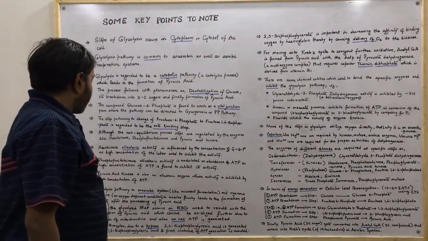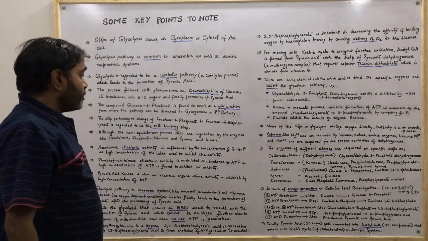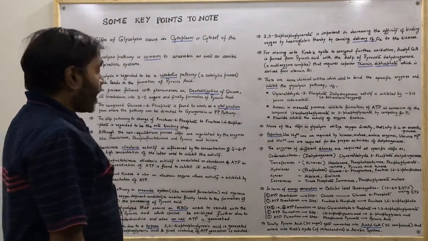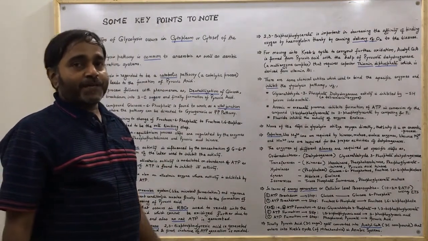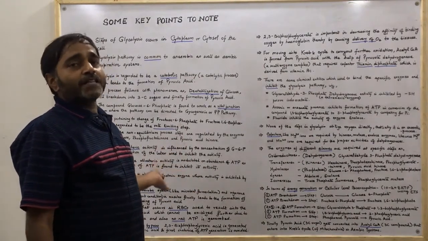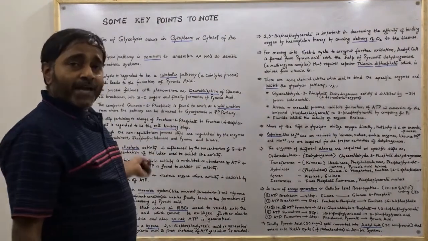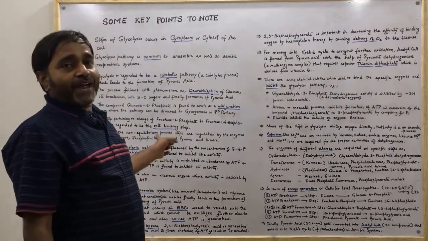Now what is the third point? Pyruvic acid kinase is also an allosteric enzyme whose activity is inhibited by the high concentration of ATP. Here also the high concentration of ATP inhibits the activity of pyruvic acid kinase, likewise in the manner we have seen in the previous fact.